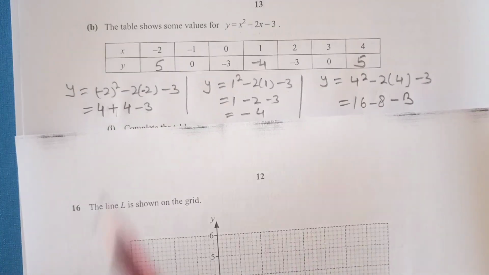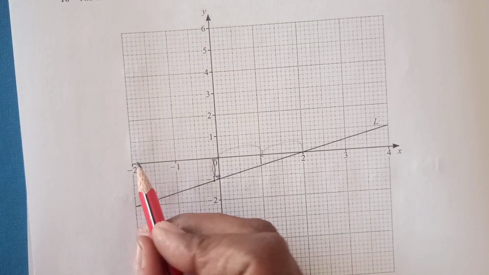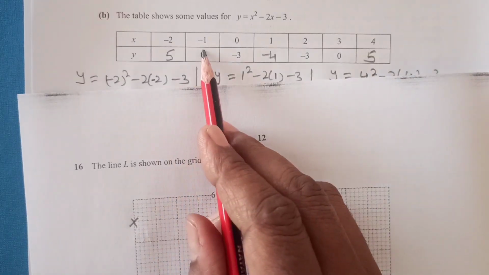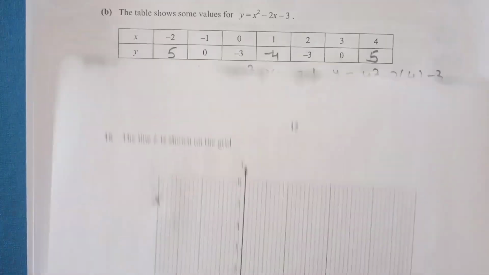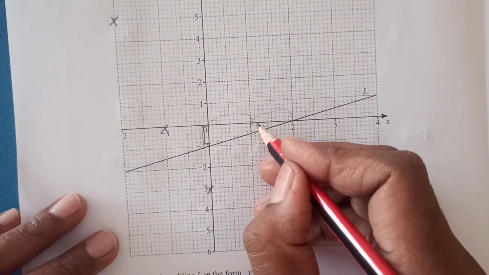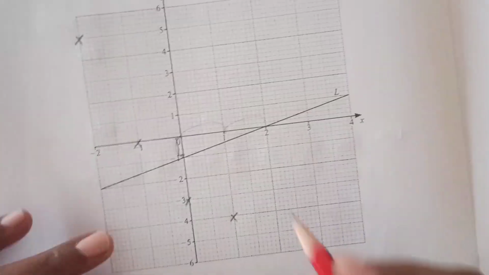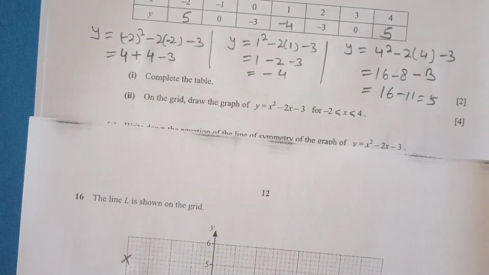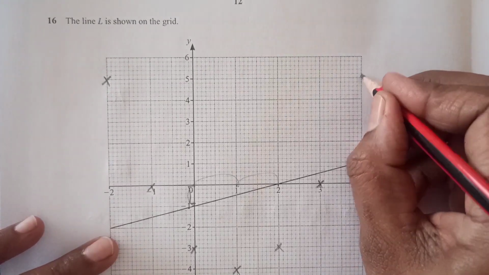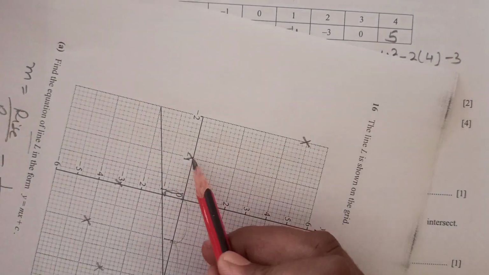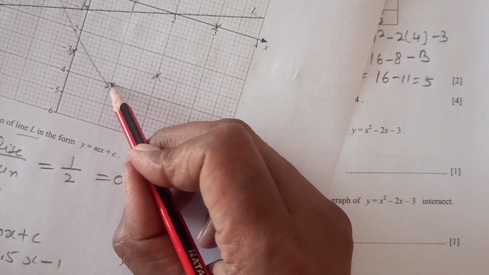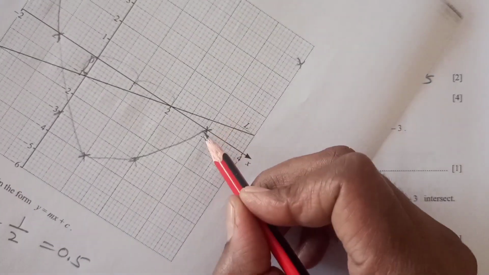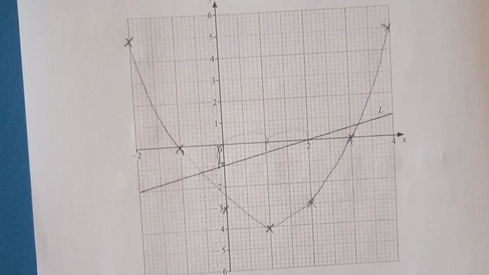So we have x negative 2 and y is 5, it's here. Then x minus 1 and 0, x 0 and minus 3, it's here. Then x 1 and minus 4, x 2 and minus 3, and x 3 0, 4 and 5. So then you just draw a freehand curve here, joining all these points, right? Like this. So the graph looks like this.